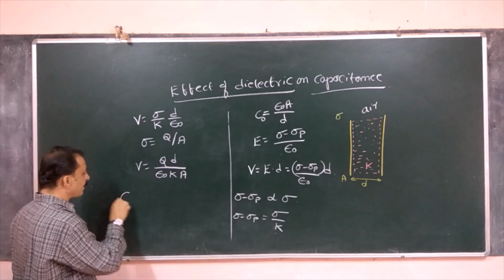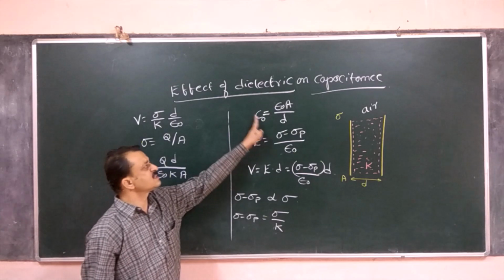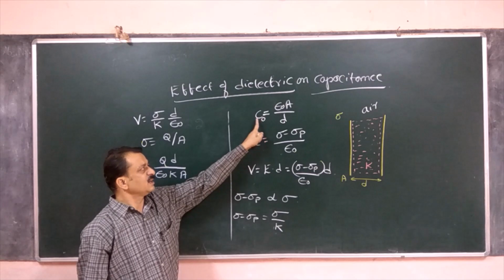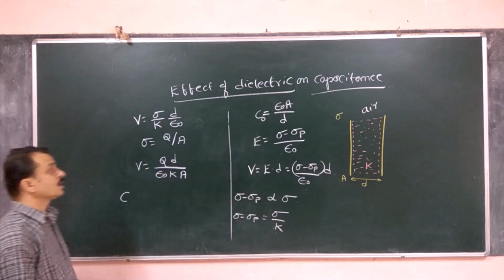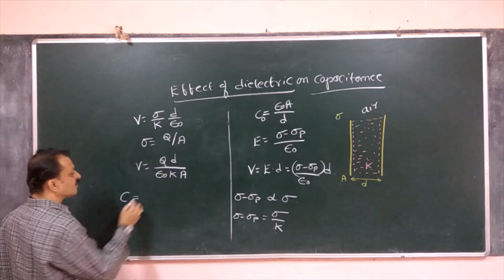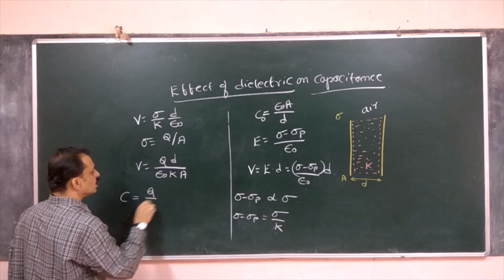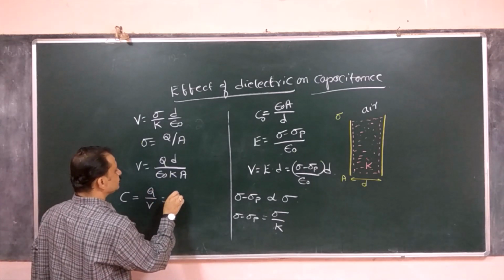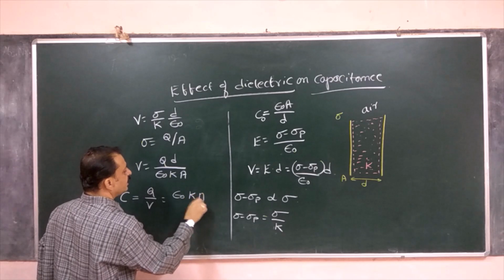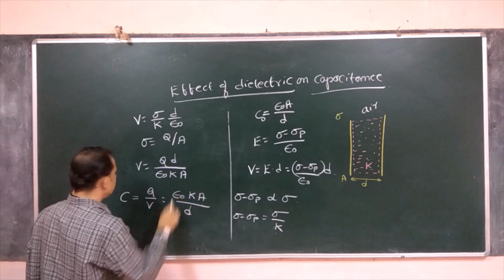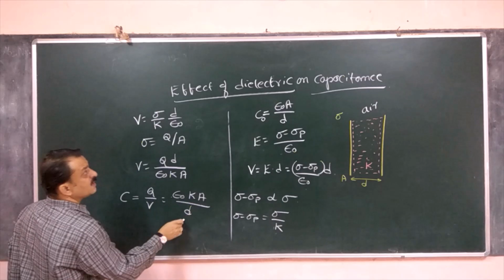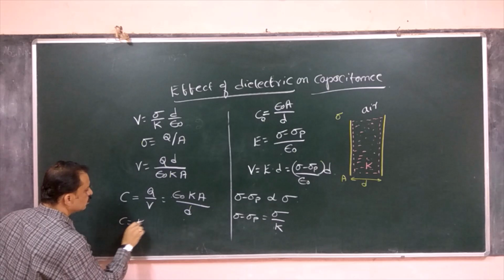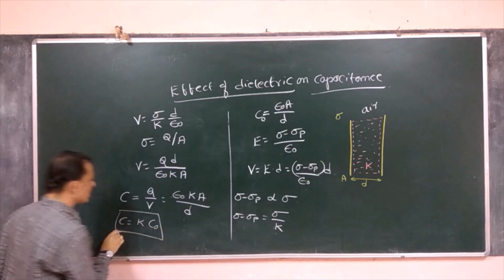Now what is the definition for capacitance? Initially I have taken C naught, the capacitance in the absence of dielectric, or capacitance in air or vacuum. Now the capacitance in the presence of dielectric is the ratio of charge by voltage. If I rearrange the terms here, I will get epsilon naught K A divided by D. So therefore, what is epsilon naught A by D? It is the capacitance in the absence of dielectric. Therefore, this is equal to K into C naught.